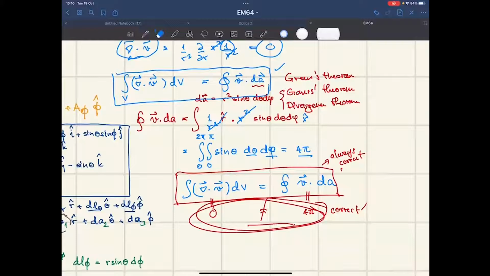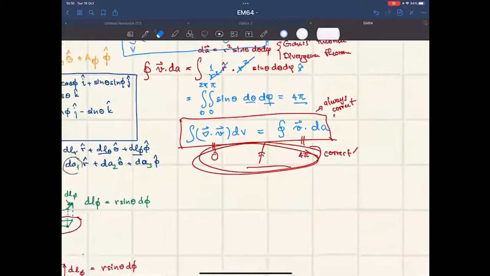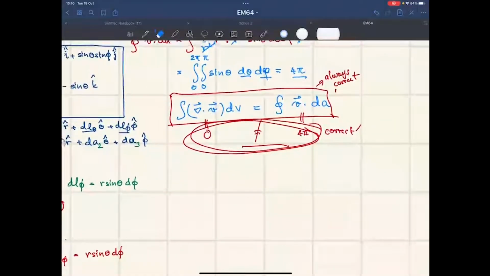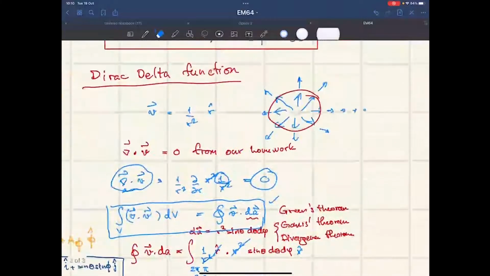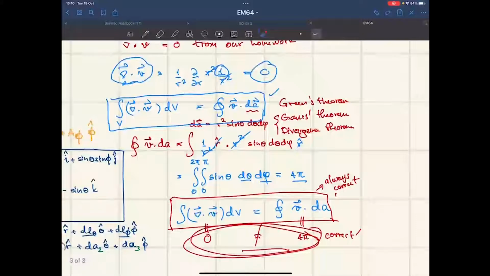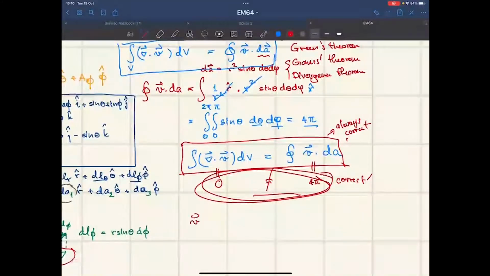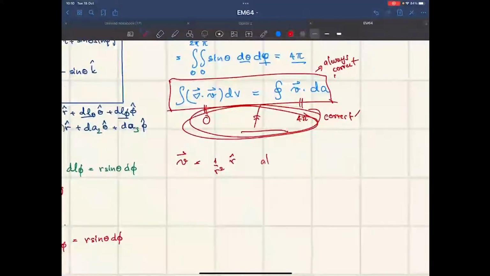So now what we are going to do is look into the problem. What is the problem? The problem here is the origin, where r equal to 0. Let's consider this again. V equal to 1 over r square r. So at r equal to 0, our vector v goes to infinity. This is our problem.